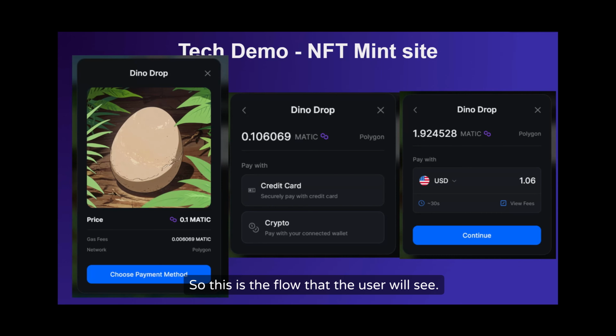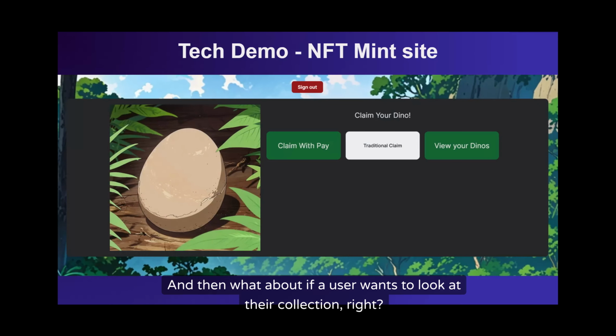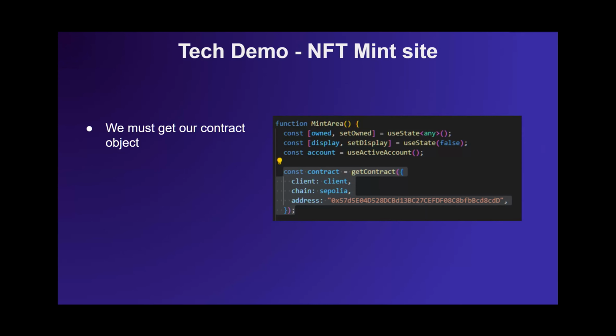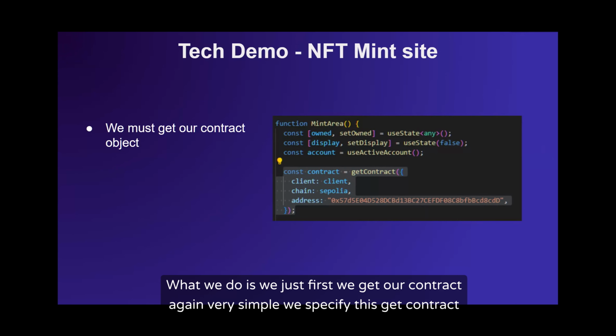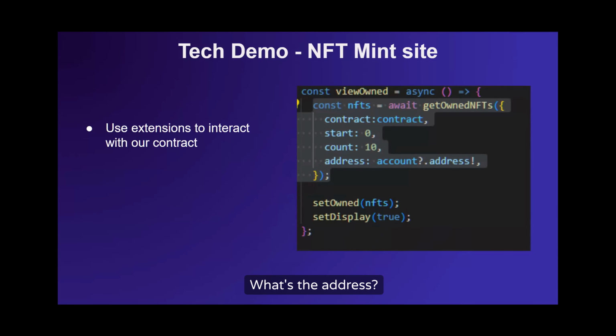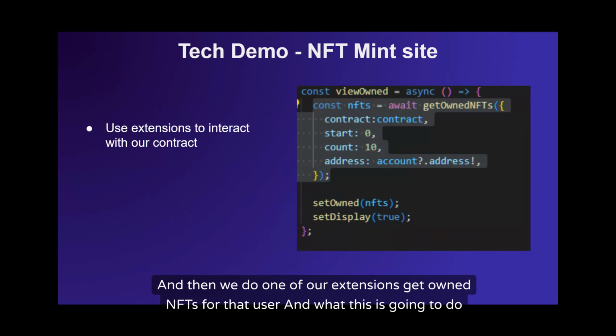So this is the flow that the user will see. Again, we already walked through it. And then what if a user wants to look at their collection? They want to click on this view your Dino button. What does that look like? So here, what we do is we get our contract. Again, very simple. We specify this get contract function, pass in our client, what chain we're working with, what's the address. And then we use one of our extensions, get owned NFTs, for that user.